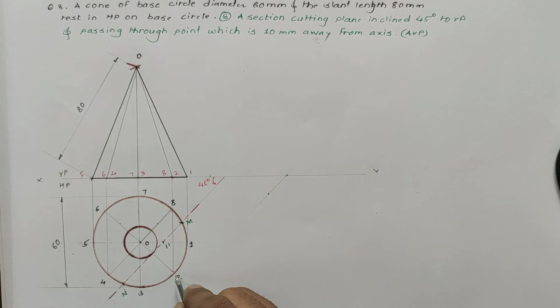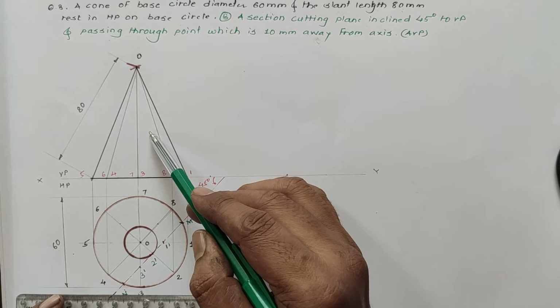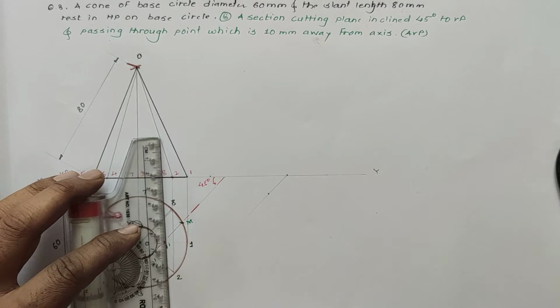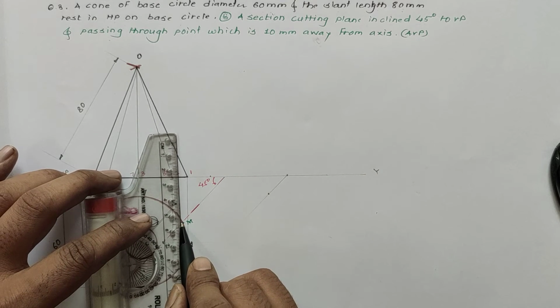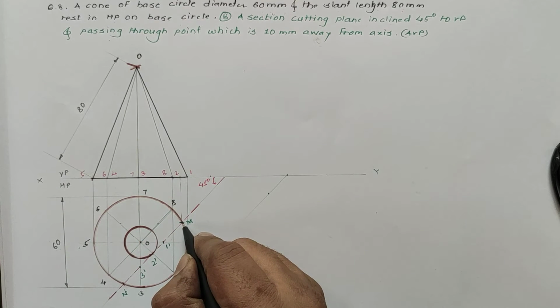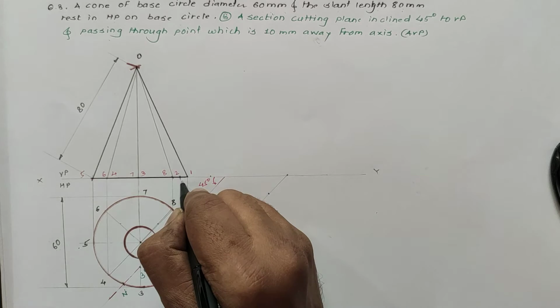In a similar way, the O2 generator cuts at this point, we call it 2 dash, and the O3 generator cuts at this point, so we call it 3 dash. So these 3 points we get. These 3 points we transfer into the front view. First mark the base circle points. Draw a vertical front projection line from M. It cuts the point between 1 and 8. So M point is present here.